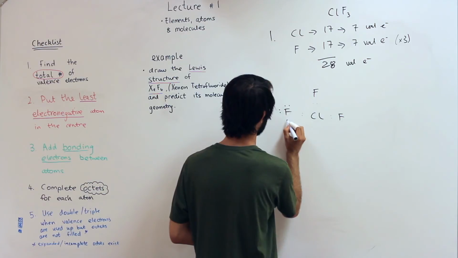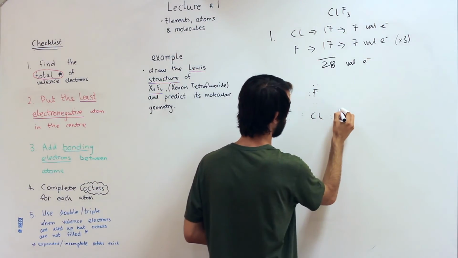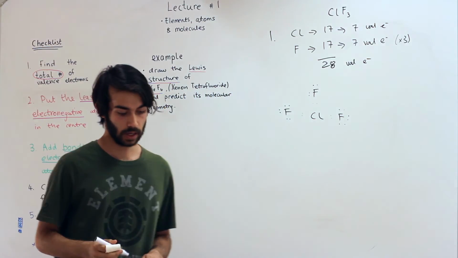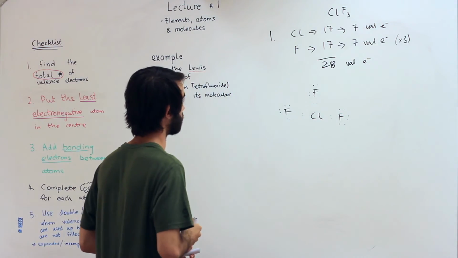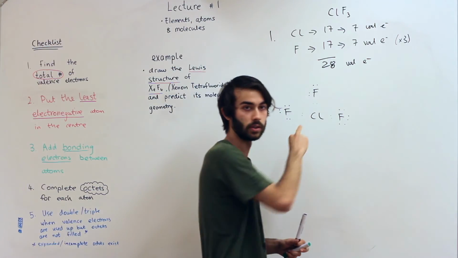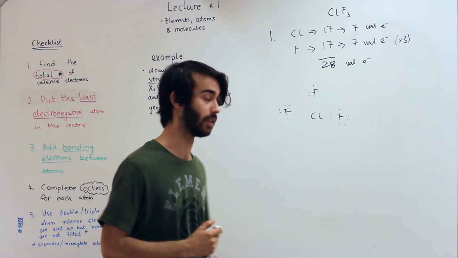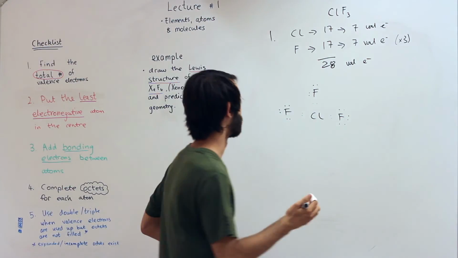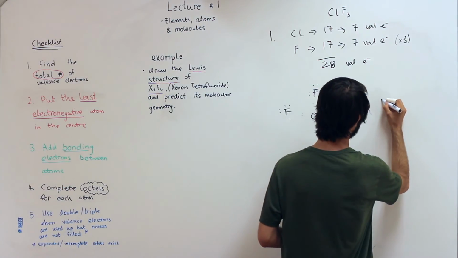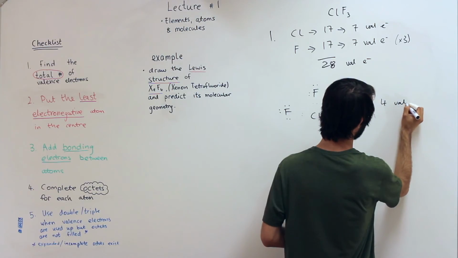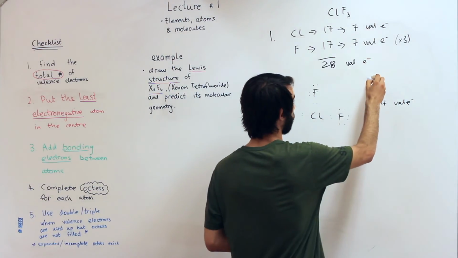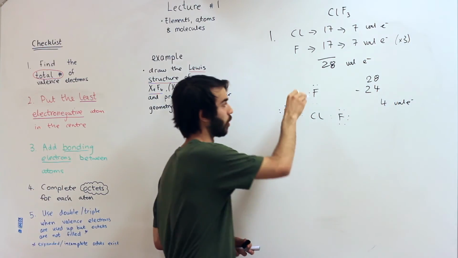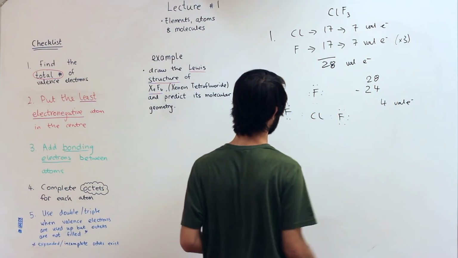So fluorine, with all its octets satisfied. Alright, but here in this case we have a small problem because clearly here chlorine does not have a satisfied octet, and in fact we have 4 remaining electrons again, like in the other case. So with these 4 remaining valence electrons, which we found from doing 28 take away 24, which is the total of the valence electrons used here.